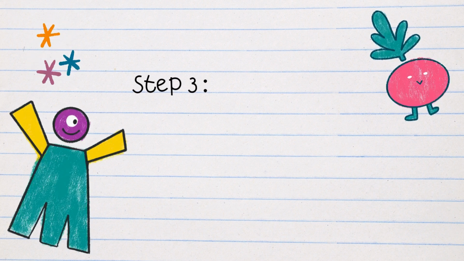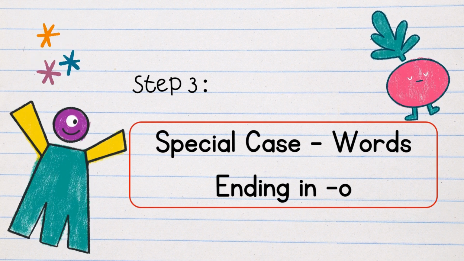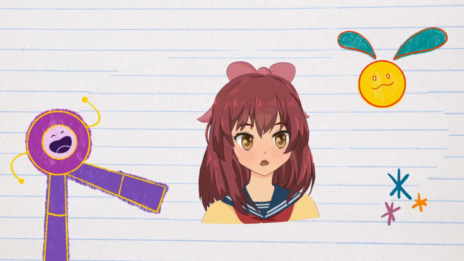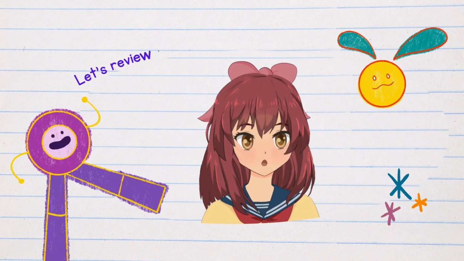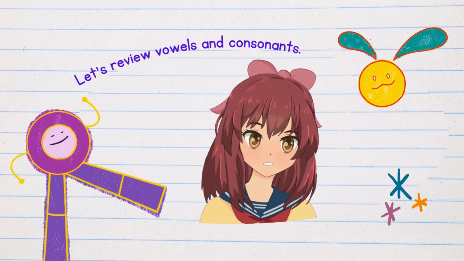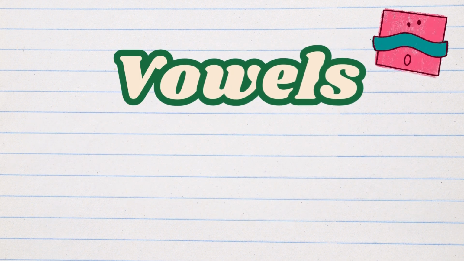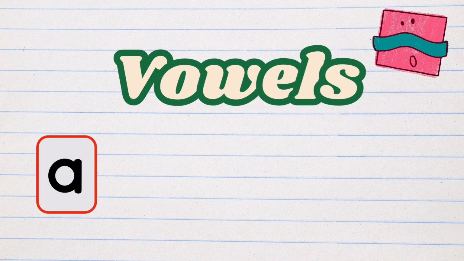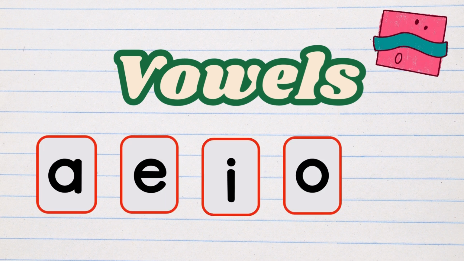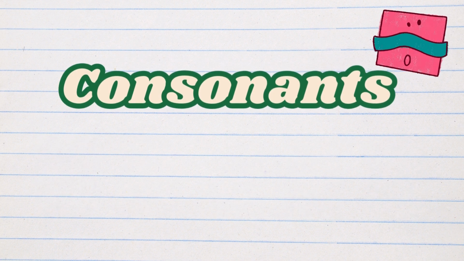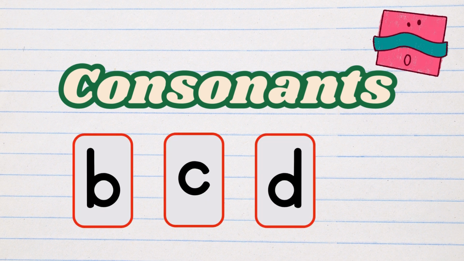Step 3. Special case. Words ending in O. Before we move on, let's quickly review vowels and consonants because they help us understand how to form plural nouns. Vowels are the letters A, E, I, O, and U. Consonants are all the other letters in the alphabet. They are the letters B, C, D, etc.